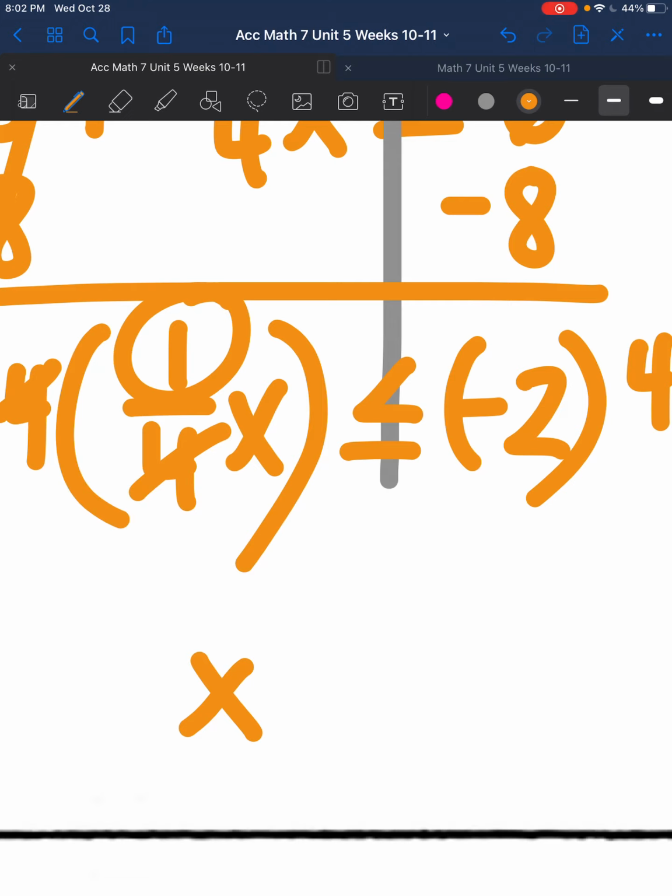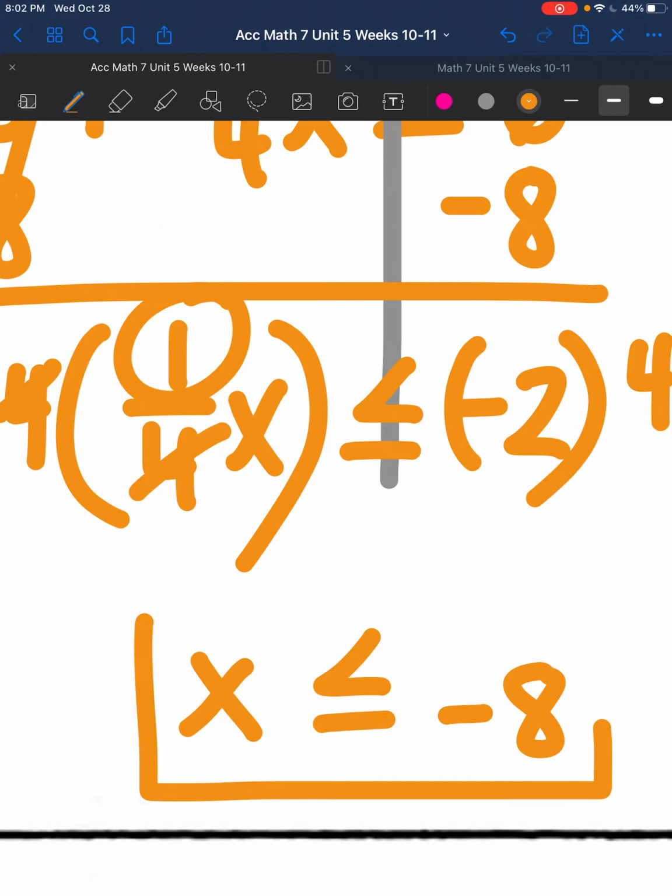So x is something compared to negative 8. Now, did we multiply or divide by a negative number? No, we multiplied by 4, by positive 4. So we don't change our sign at all. So x is less than or equal to negative 8, and that is our solution.